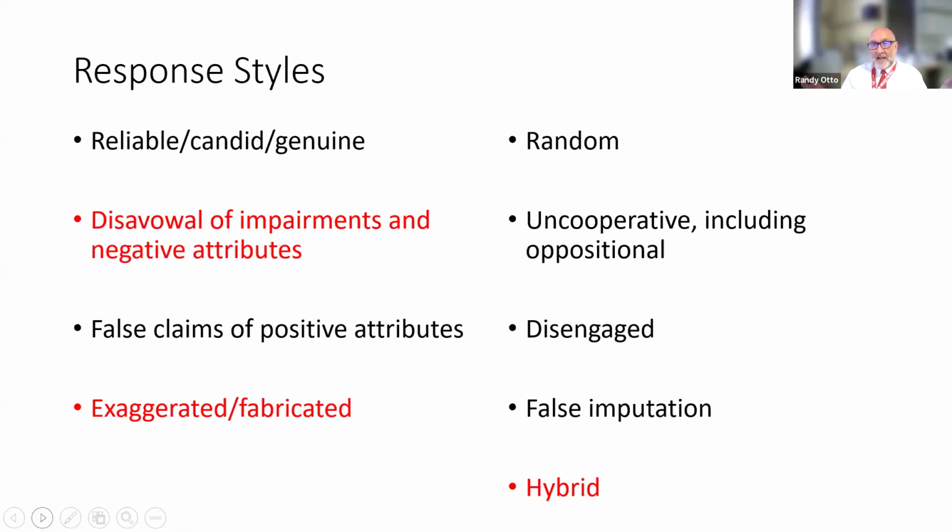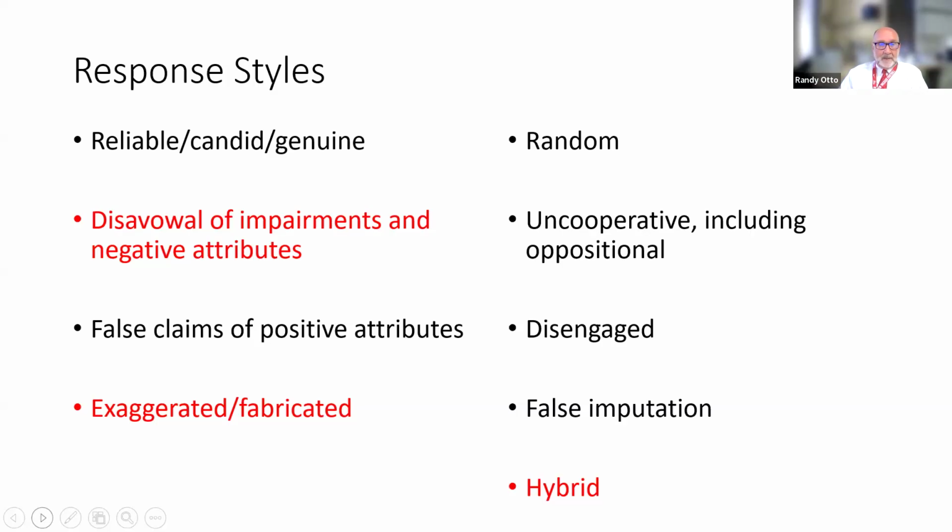Okay, what kinds of response styles are there? Reliable, candid, genuine, whatever you want to call that. Disavowal of impairments and negative attributes. And I'm not using the denial language there, because sometimes that gets confused with the psychic mechanism of lacking insight. But this is having insight into the nature of some negative impairments or negative personal attributes. You drink too much, you don't support your kids, you beat your spouse, and a denial of those negative attributes because you believe that could result in maybe a not so helpful outcome.